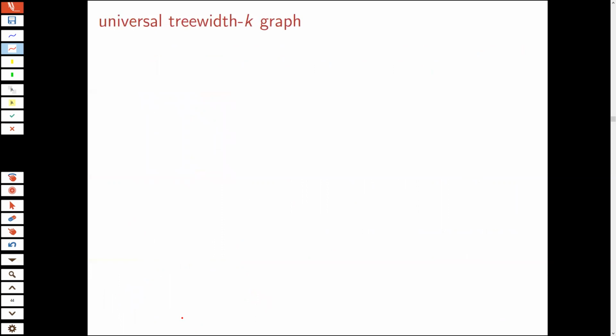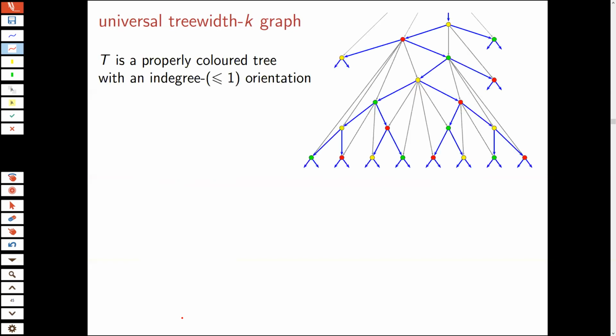Now, it's folklore that there is a universal tree width k graph for any given integer k. So I'd like to describe an explicit construction, which I think is quite a cute construction. And it turns out that it's useful for other things. So let's describe this. Suppose you have a tree, which is the tree in blue in the picture, and the edges are oriented with in-degree at most 1 at each vertex. So you think that an edge is oriented from its parent down to the child.